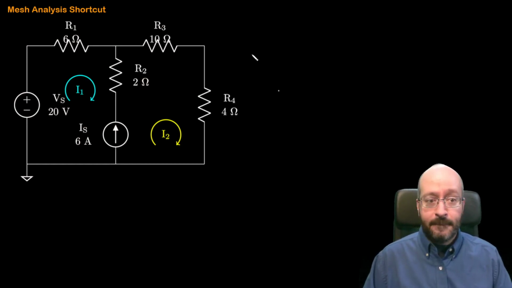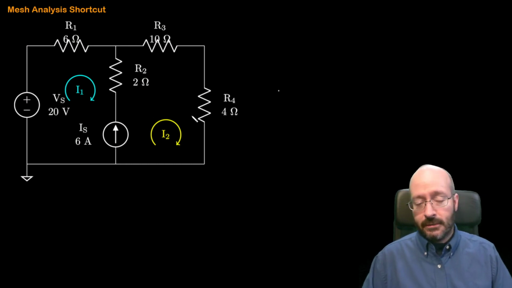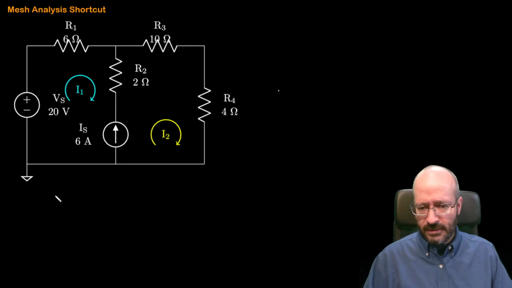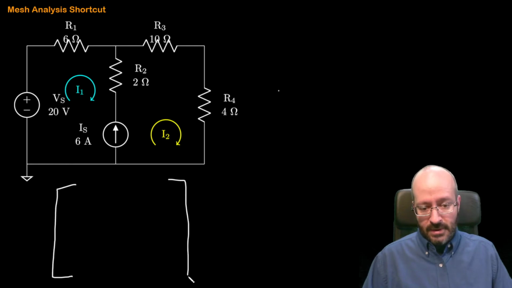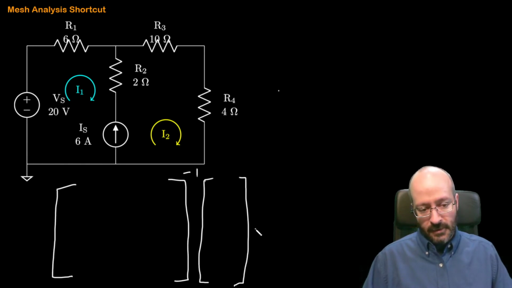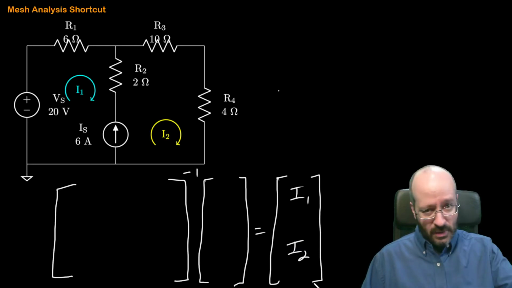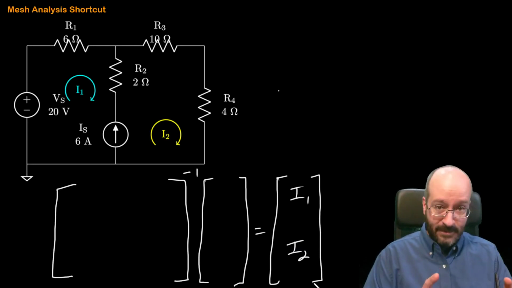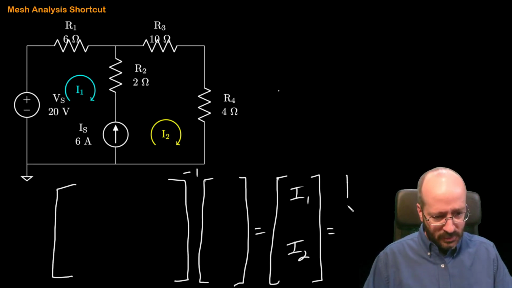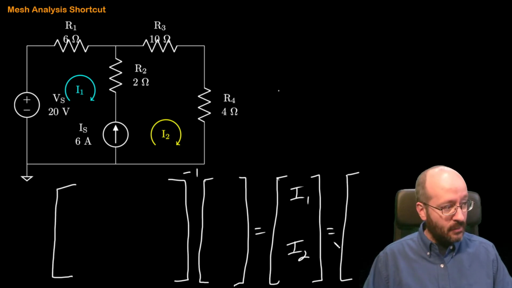I see two meshes, so it's going to be a 2x2 system. It's going to be a 2x2 matrix inverted and multiplied by a 2x1 vector. And when I perform that operation, we're going to have our unknowns, I1 and I2. Right now, let's just try to find the mesh currents. If we find the mesh currents, we know how to go find everything else. So the important thing right now is to find the mesh currents. Ultimately we're going to get some numbers out of that.